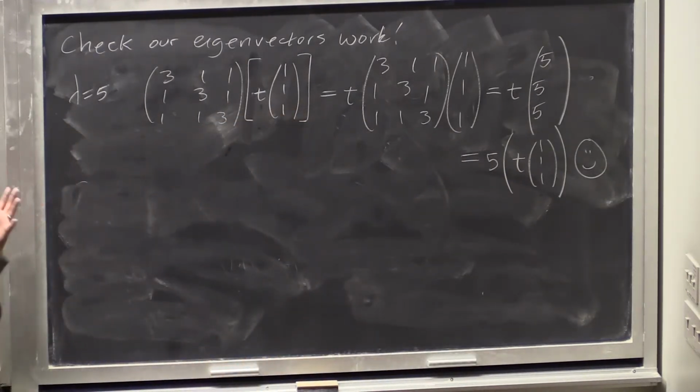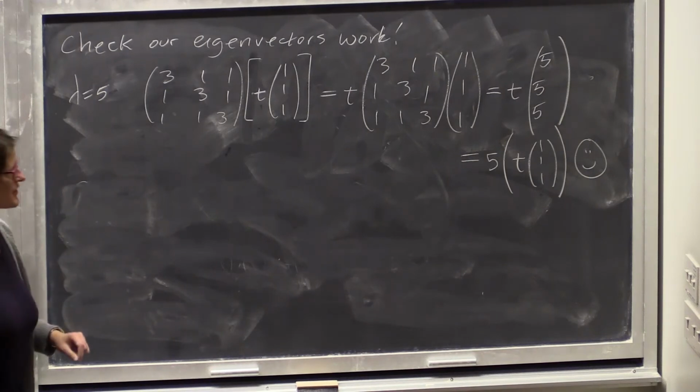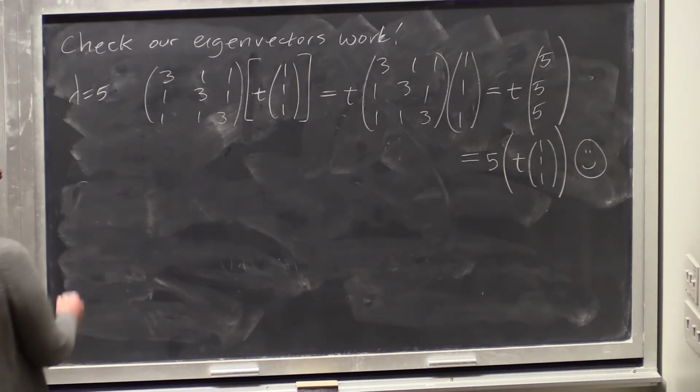If t is 0, this was a really complicated way of saying that A times the 0 vector is the 0 vector. But if t is non-zero, it was actually sort of interesting.